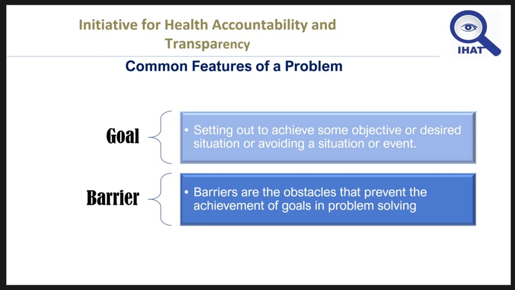All problems have two features in common. There is always a goal and a barrier. The goal is what you set out to achieve, that is, setting out to achieve some objective or a desired situation, or you are trying to avoid a situation or an event. While the barriers are the obstacles that prevent the achievement of those goals in problem solving.